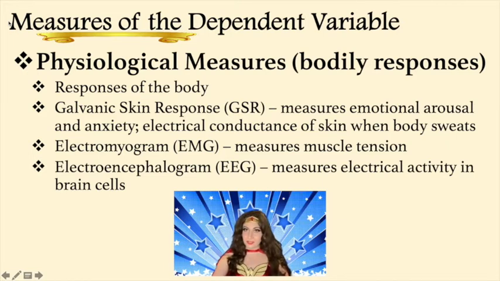But if you are looking to conduct an experiment at your own university, high school, or college, it's kind of unlikely that your department will have all of these really advanced, expensive technological measurements. So it's okay if your experiment won't be using a physiological measure. It's just for you to know that that is a third type of measure of the dependent variable.